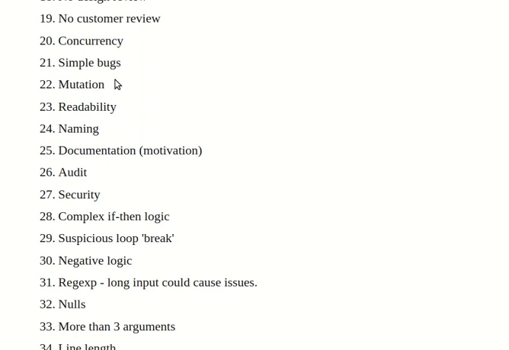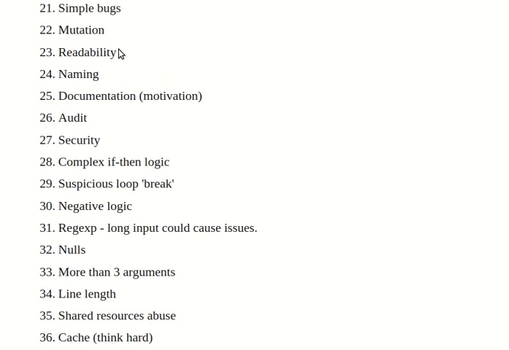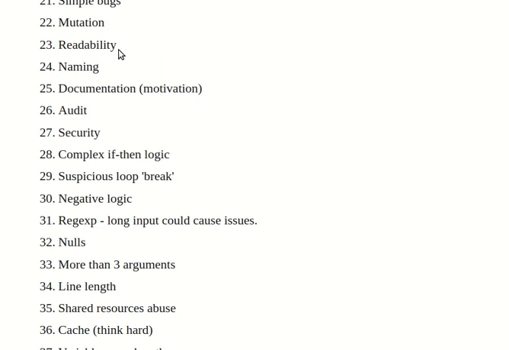Mutation. If you're doing mutation to variables, you should check if you could use immutability, which would help in general, both to understand the program and also to handle concurrency. Readability, of course, if the code is readable. Naming, where they mention. Documentation.